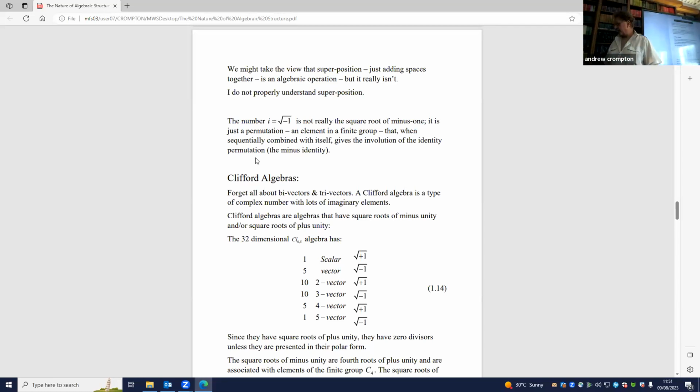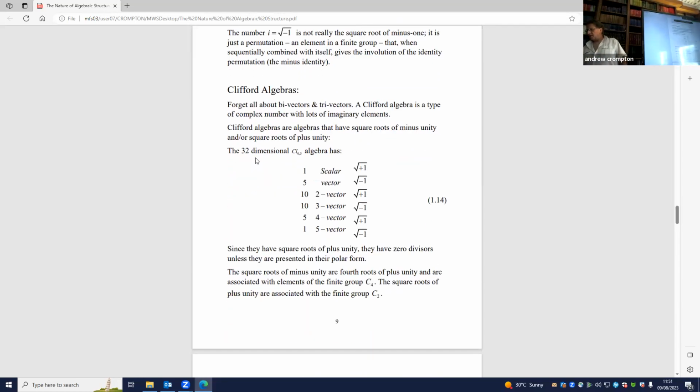Clifford had the idea of bivectors and trivectors. The concepts are, to my mind, complete nonsense. But what Clifford algebras actually are, they are algebras whose underlying groups are of the form C2 cross C2 cross C2 cross C2 cross C2 cross C2. They have C2 subgroups and C4 subgroups. The C2 subgroups give you square roots of plus one. The C4 subgroups give you square roots of minus one. This is a 32-dimensional one.